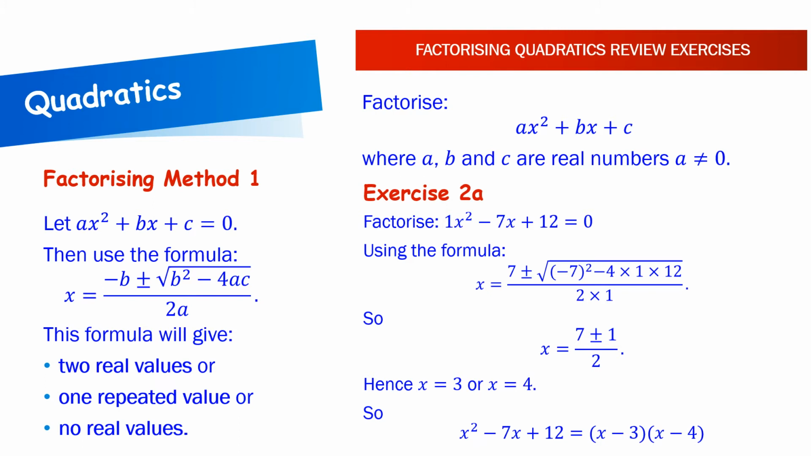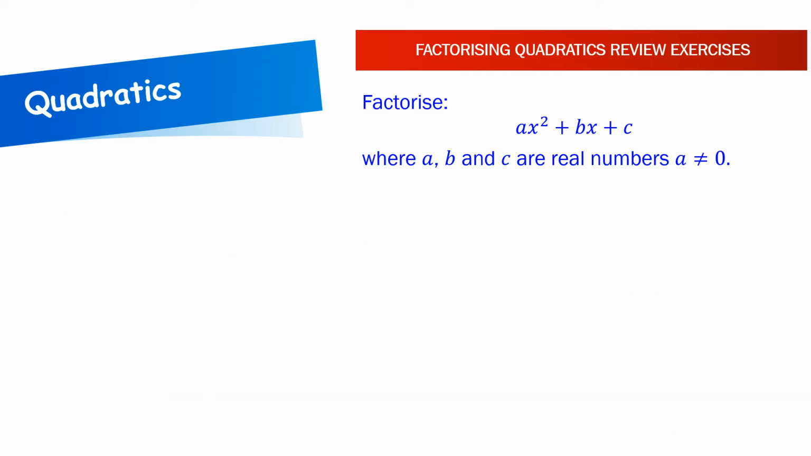So therefore, factorising gives us that x squared minus 7x plus 12 is equal to x minus 3 times x minus 4. So we have two real roots, x equals 3 or x equals 4. Let's now take a look at another factorising method.